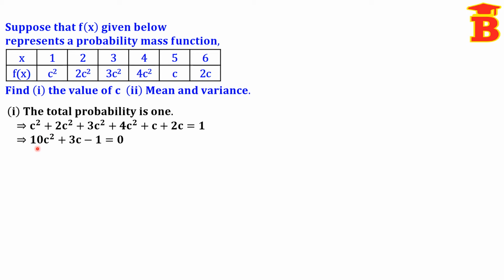And note that we have a first number 10. So here the product is 10 into minus 1, minus 10 product. Sum 3. We get the numbers minus 2, 5. Divide by the first number 10. And cancelling this we get minus 1 by 5 and 1 by 2. Now we can take and write the factors. 5c minus 1 into 2c plus 1 equal to 0.